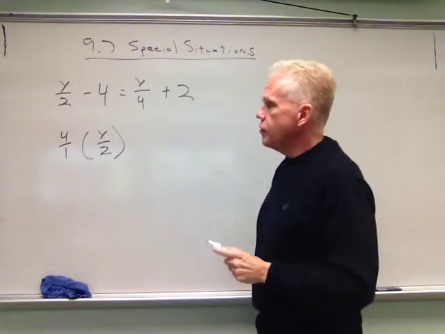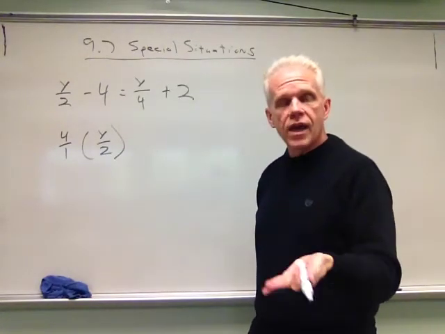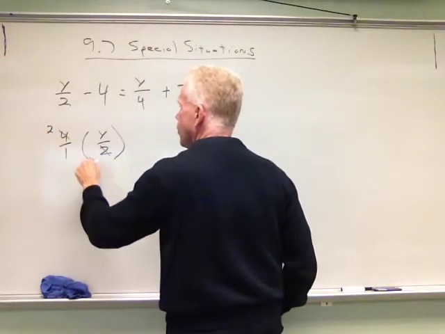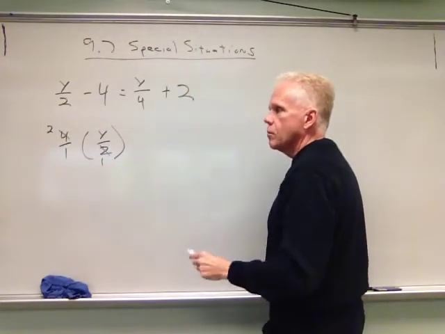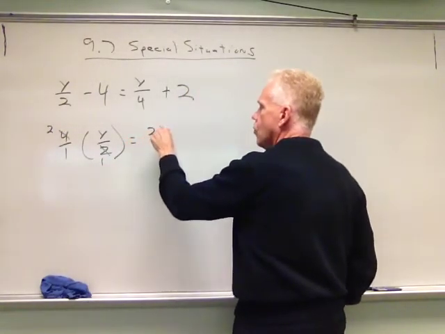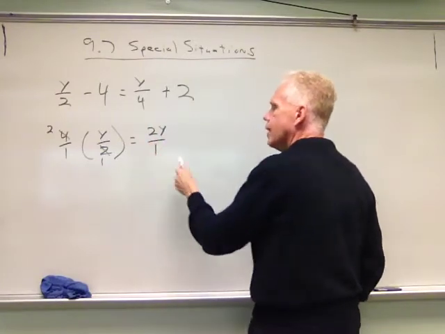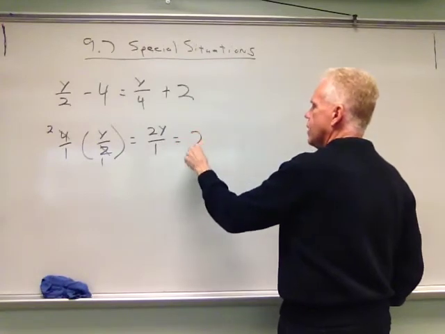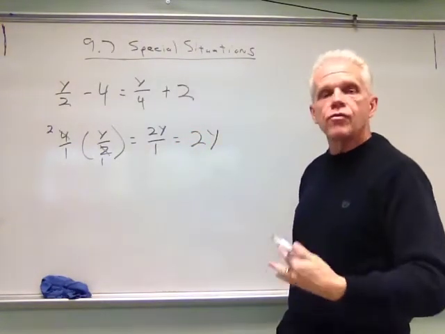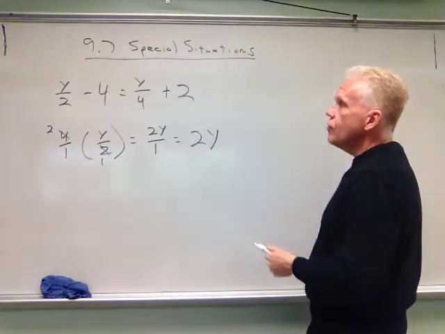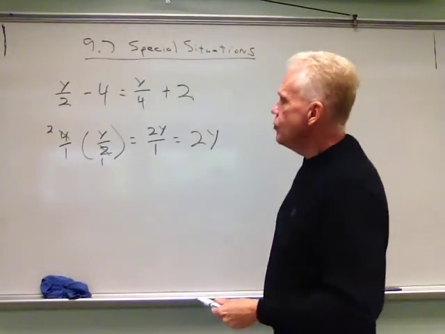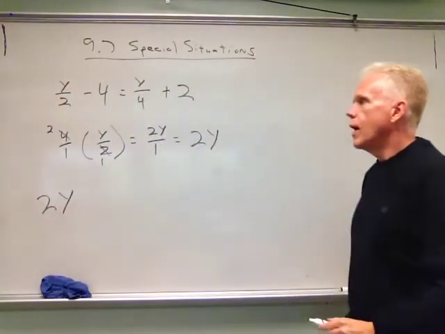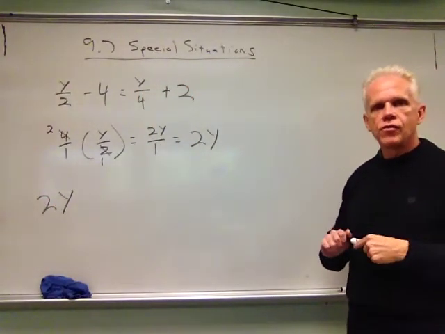So what happens when we multiply fractions? Well, we can do that cross-cancel thing. Remember, we can cancel the 2 with the 4. This will become a 2 and this will become a 1. Now we can multiply 2 times y is 2y, and 1 times 1 is 1. Now we get 2y over 1, but all we have to do is simplify that straight up to 2y. 2y over 1 is 2y. And so my first term in my new equation is 2y.